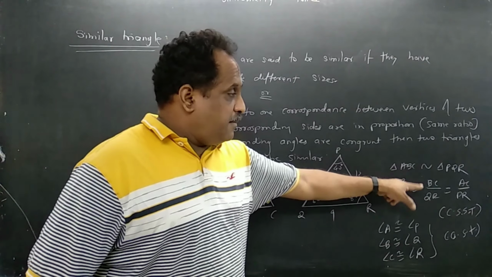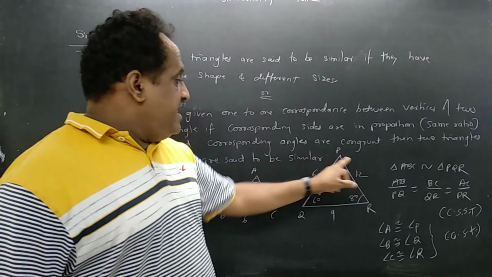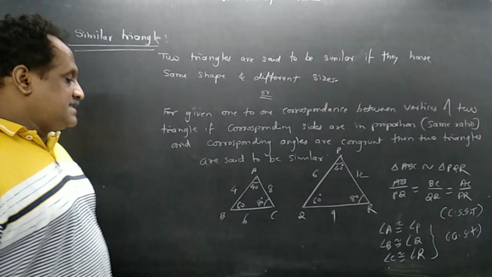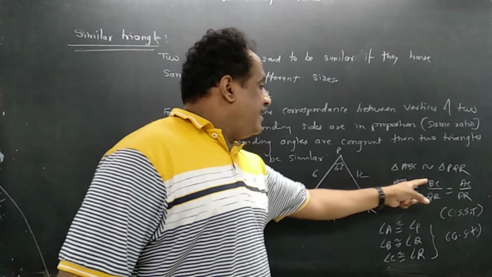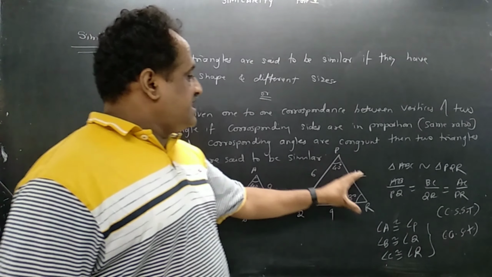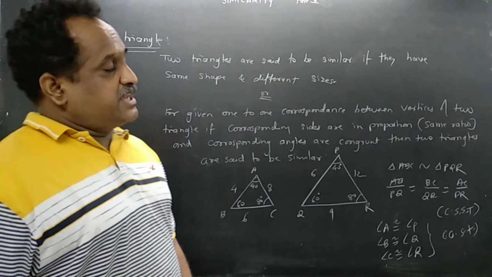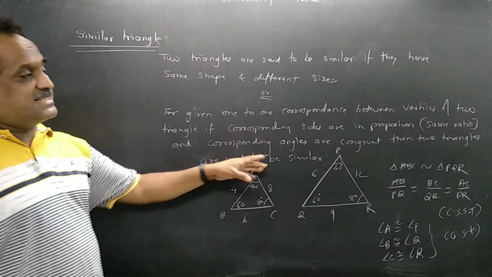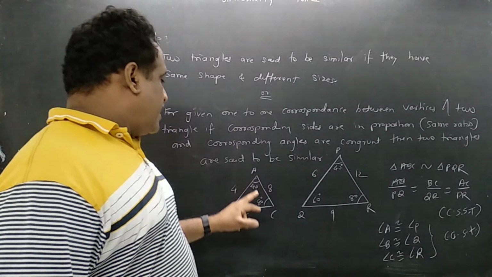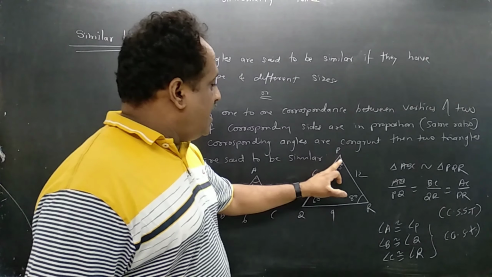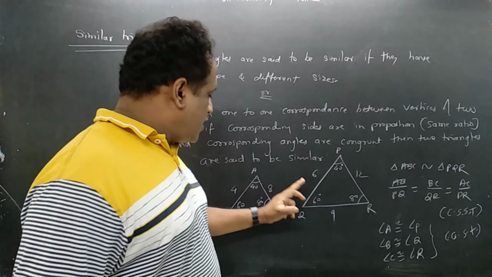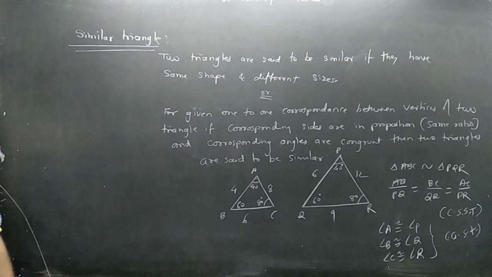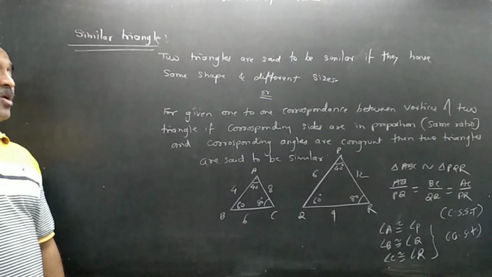Their ratio is the same, and with AB we have to take PQ; we call this the corresponding side. With BC we have to take QR, corresponding side. With AC we have to take PR, corresponding. So the ratio of corresponding sides is the same, or the corresponding sides are in proportion, and corresponding angles: with A, what will come? P. With B, what will come? Q. And with C, what will come? R. This is called what? Corresponding angles, and corresponding angles are congruent.